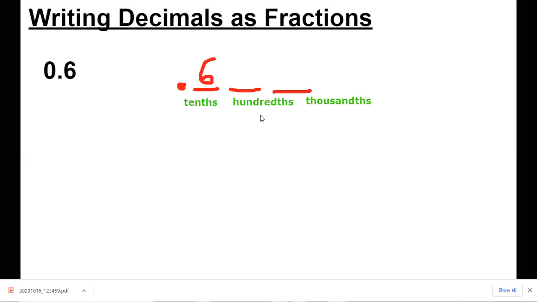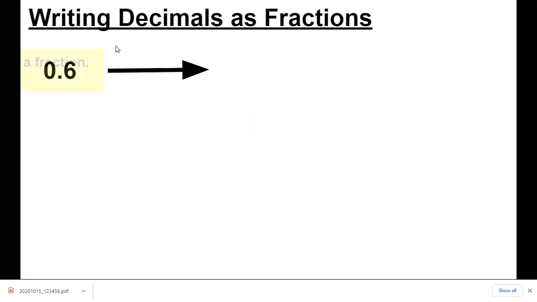Thousands is the third box. So hundreds, I should probably move that a little bit over. However, how are we going to write 0.6? Well, we have to say it as the number that it lands on. So the 6 landed in the tenths spot. So it's going to be 6/10. Okay, and we're going to say it out loud, 6/10.